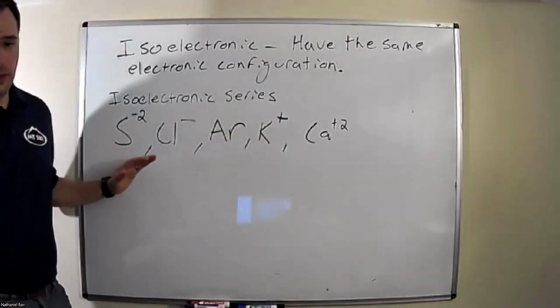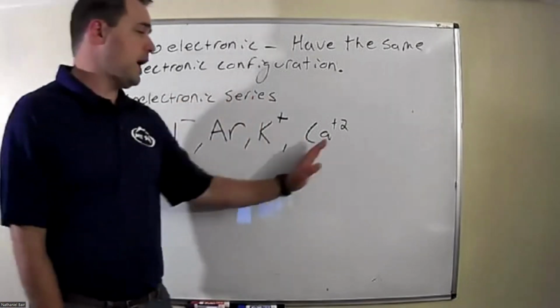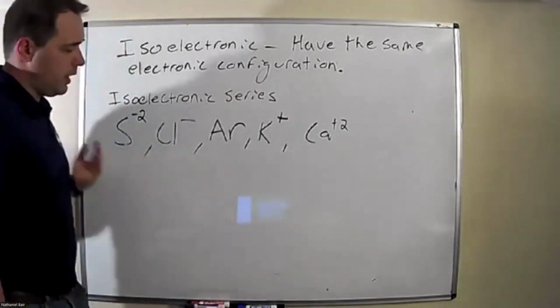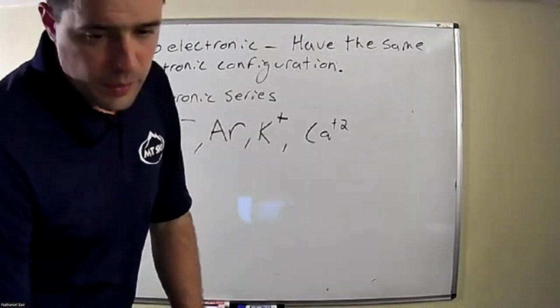So this is still sulfur. It's just got the same electronic configuration as argon. This is still calcium. It's just got the same electronic configuration as argon. They are isoelectronic with one another. So awesome word right there, isoelectronic.